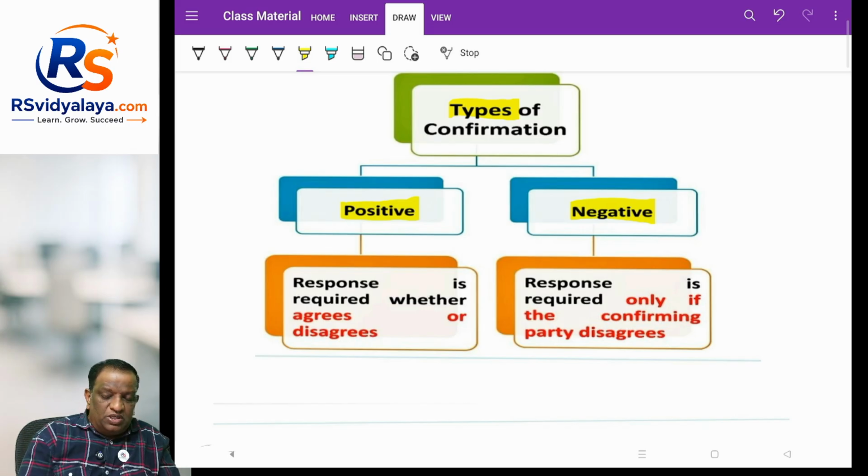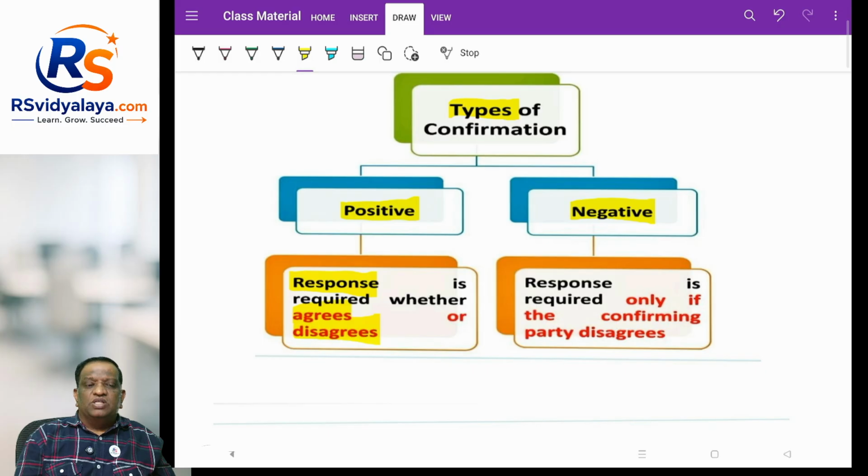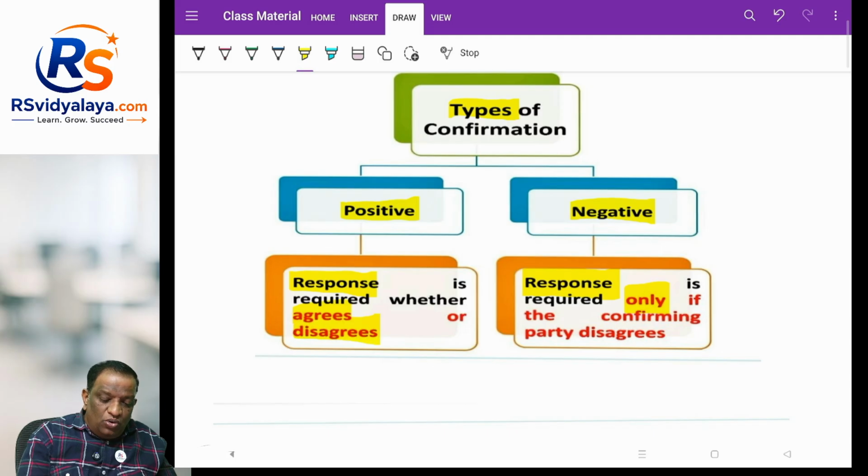What do you mean by positive confirmation? A positive confirmation is a confirmation where you expect the party to respond, whether you agree or disagree. Then it would be called a positive confirmation. And a negative confirmation is that kind of confirmation where the response is expected only, mind you, I am repeating, only if the party disagrees. That is, if the party is agreeing, you don't want any further assurance that yes, we agree. But if the party disagrees, then you want a response from them saying we disagree with this because the balance as per so-and-so is different. That is what positive confirmation and negative confirmation are.